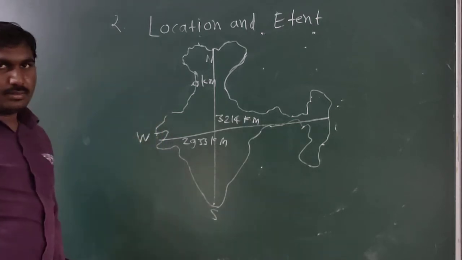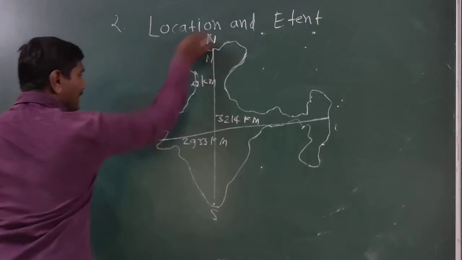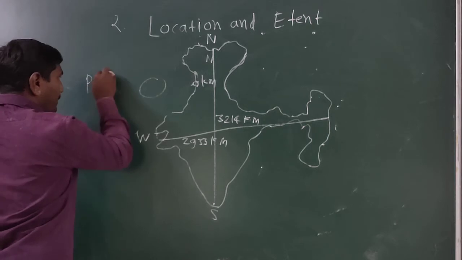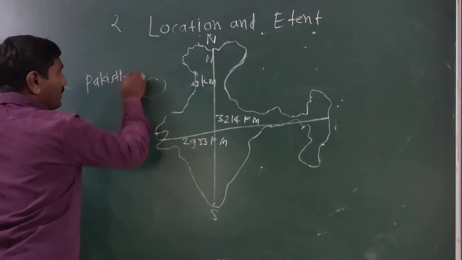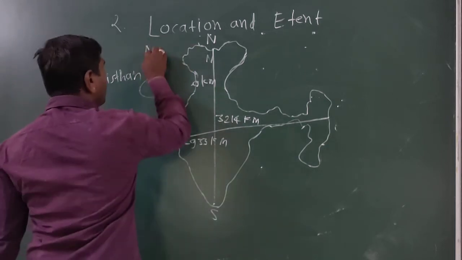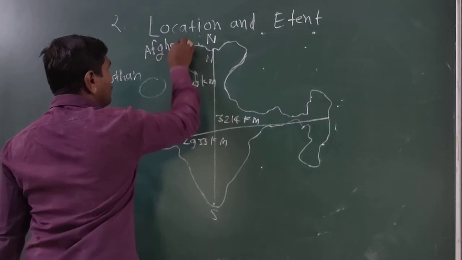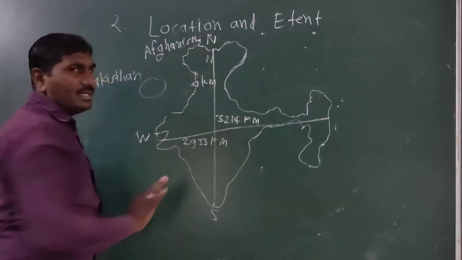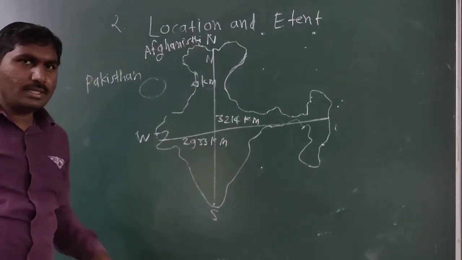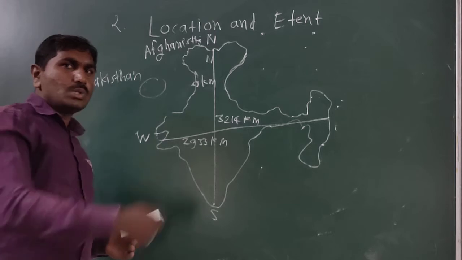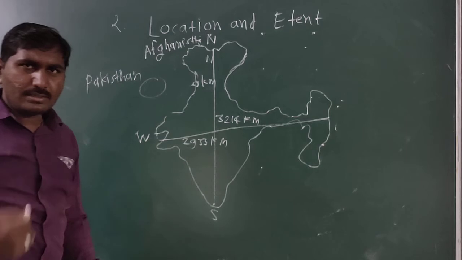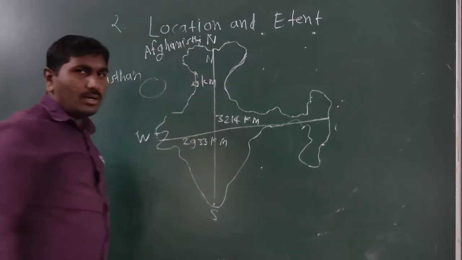This is the western side. On the northwestern side, this area is occupied by Pakistan. This is our northwestern side's neighbor. Then here we have Afghanistan. Afghanistan is connected with POK. Actually, POK is our part, but it is under the control of Pakistan. So Afghanistan is connected with POK. So this is our northern neighbor.